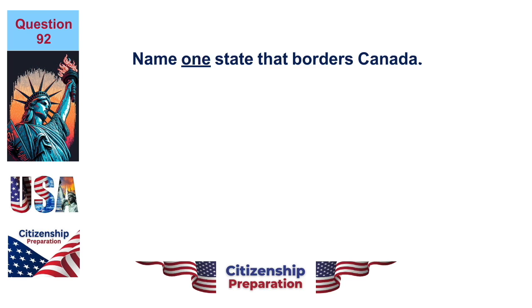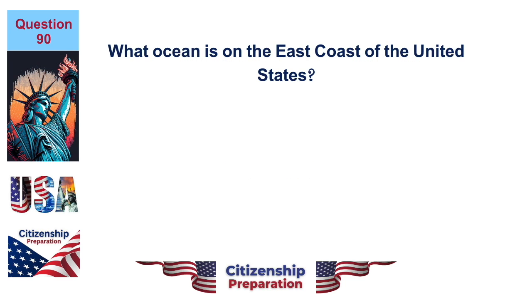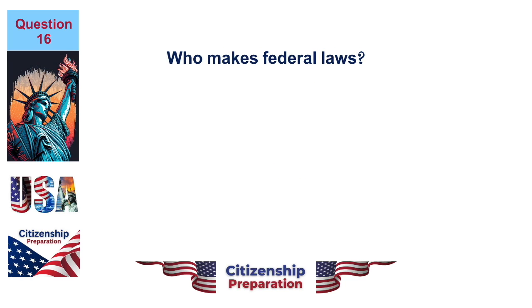Name one state that borders Canada. New York. What ocean is on the east coast of the United States? Atlantic Ocean. Who makes federal laws? Congress.